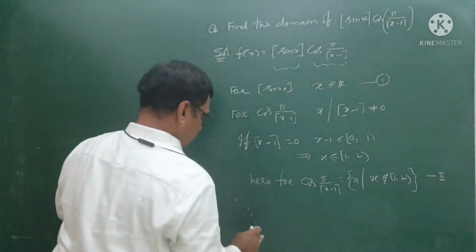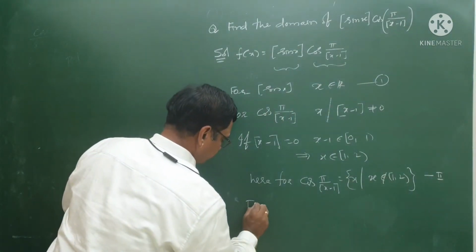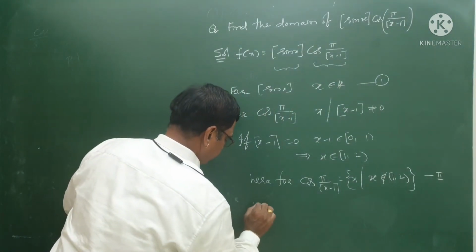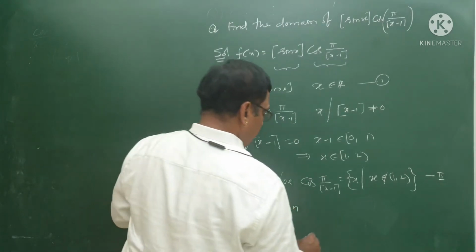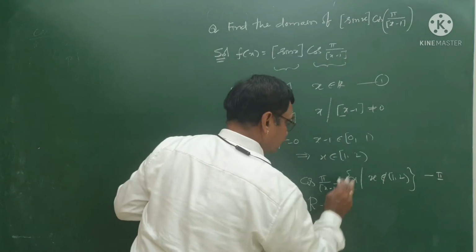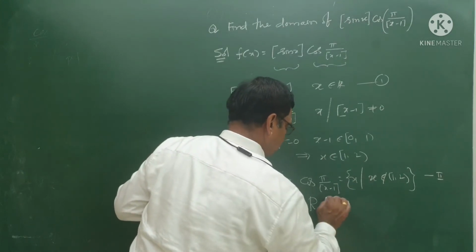So what is the answer? Therefore, the domain is equal to all the real numbers except 1 and 2.